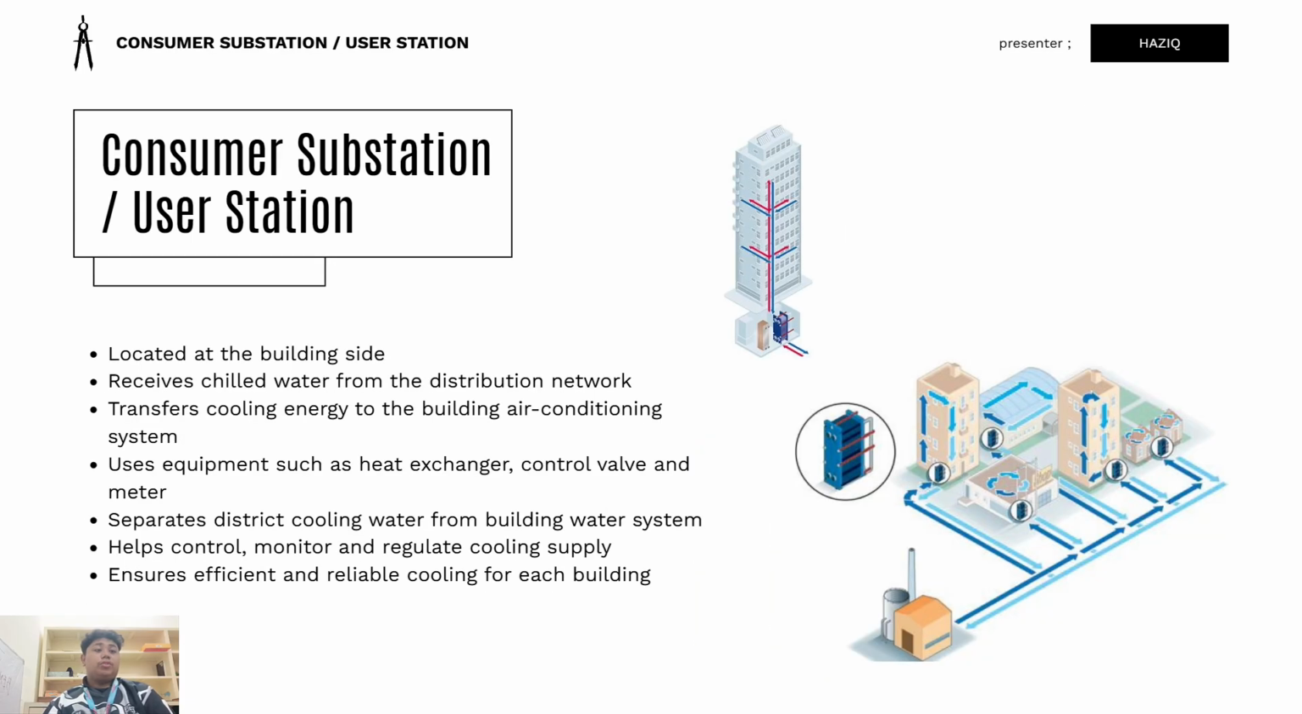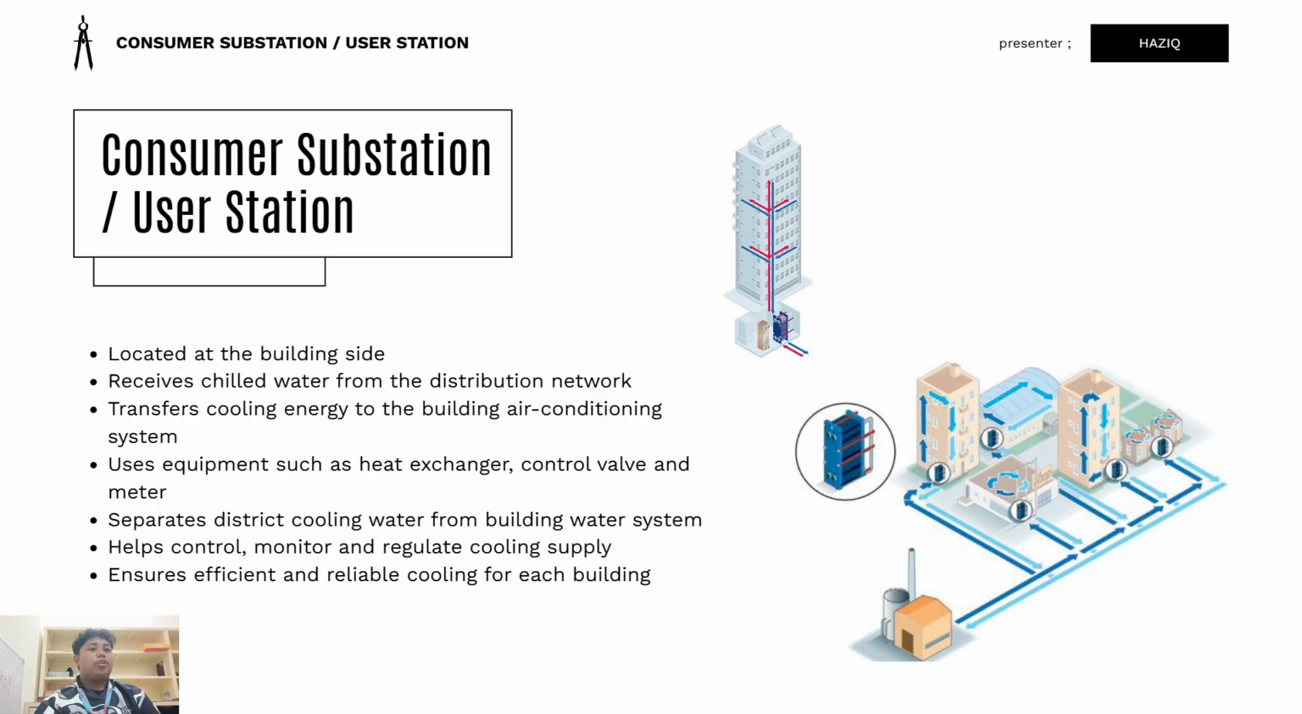So next is the user station. The user station is the part of the district cooling system, or DCS, located at the building site. Its main function is to receive chilled water from the distribution network and transfer the cooling energy to the building's internal air conditioning system.